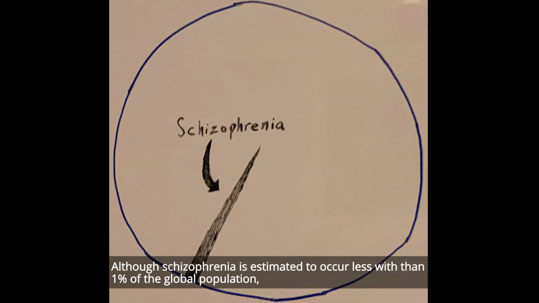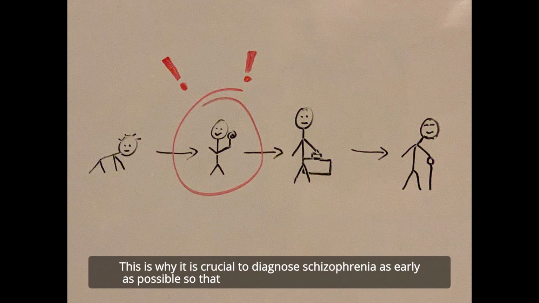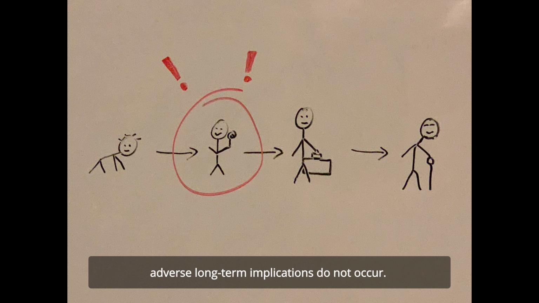Schizophrenia is estimated to occur in less than 1% of the global population. 40% of schizophrenic patients still go untreated. This is why it's crucial to diagnose schizophrenia as early as possible so that adverse long-term implications do not occur.